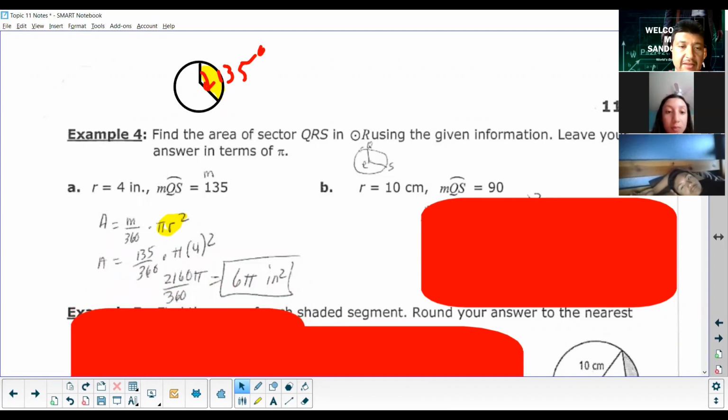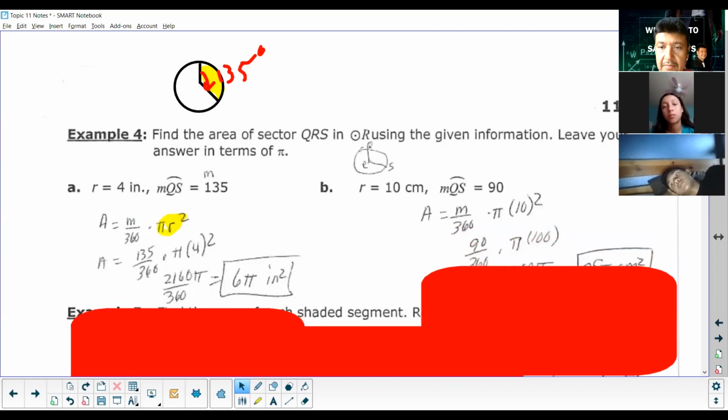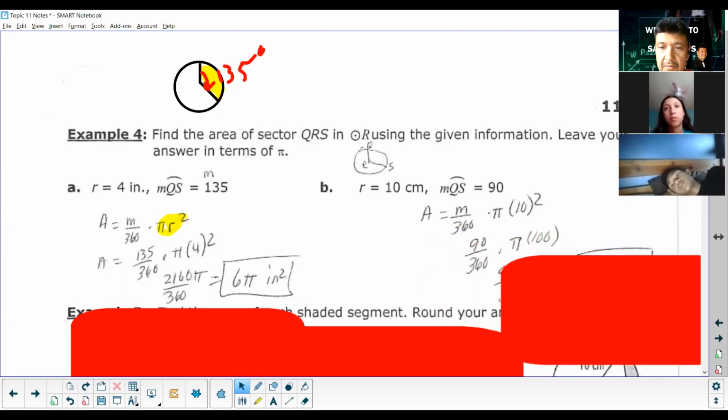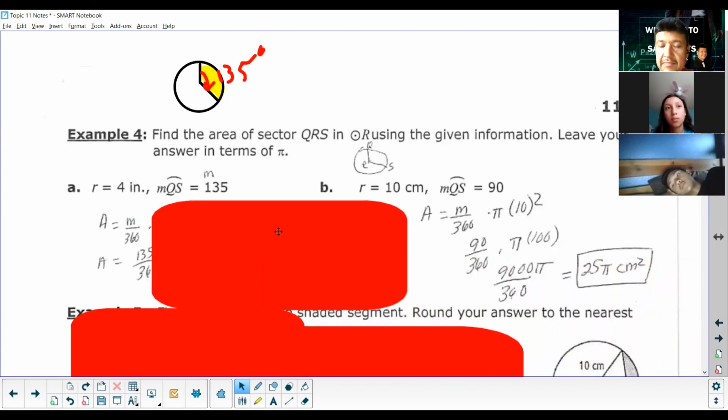Same thing, you do the math, you reduce, and you'll get this as a result. Okay, Marcus, why don't you walk us through the next one? Okay, so you have the radius of 10 centimeters and a measurement of 90. So you do 90 over 360. Okay, good. And then you would times pi 10 squared to get 100 pi. 90 over 360 would be 1/4, which would be 400 over 4.